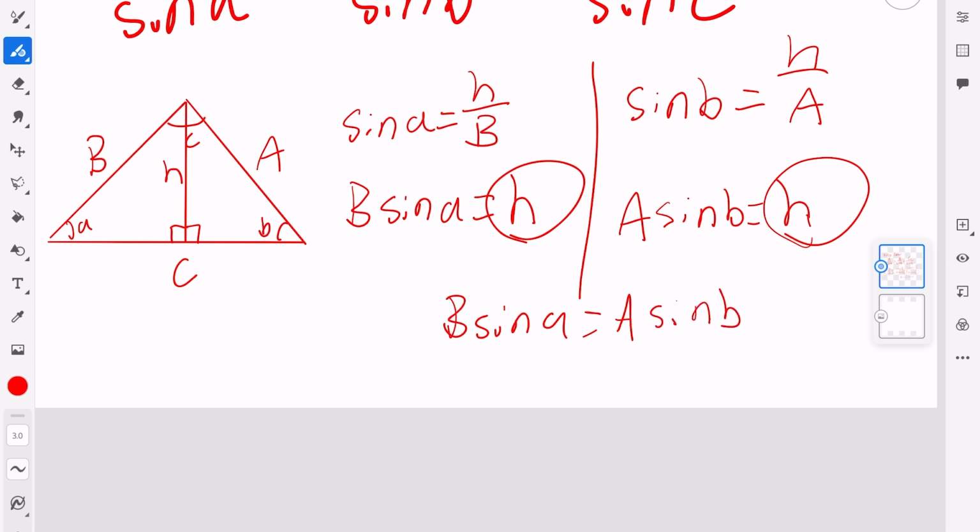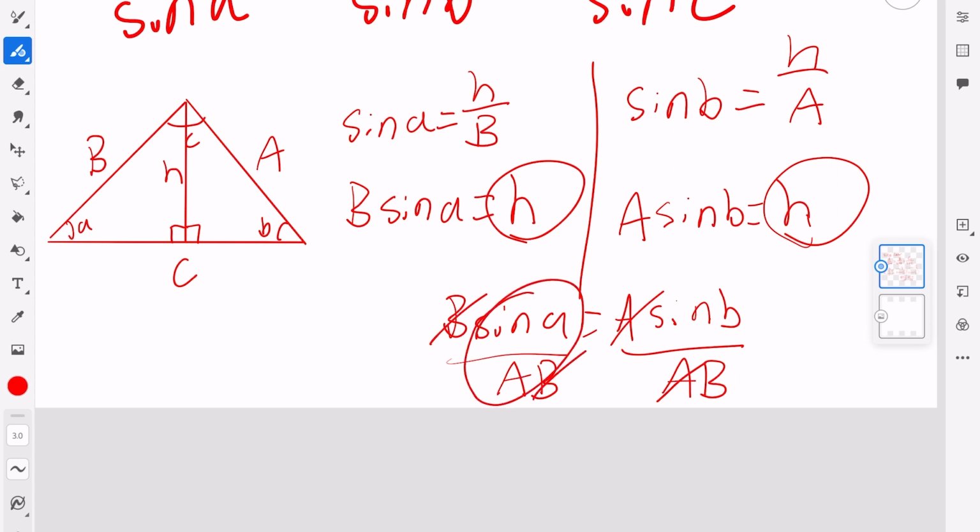And we divide both sides by A, and then divide both sides by B. The A's cancel, the B's cancel, and then we just get a wonderful formula.